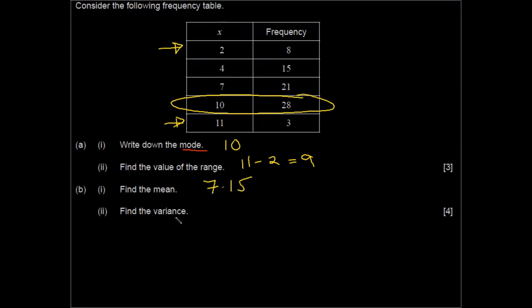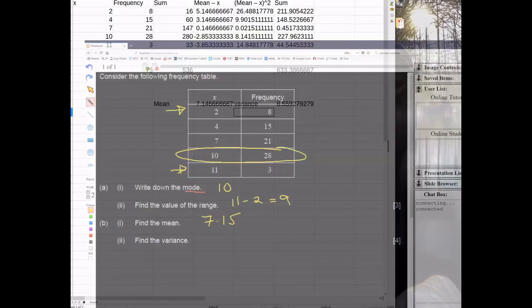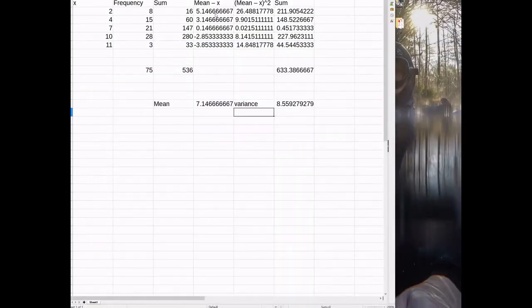Alright, and lastly we find the variance. So let's go back to the spreadsheet again. The way this is done is to do the mean, take away the value of x for each of the possibilities. So I've taken the mean here and then subtracted the x value. So this is 7.15 take away 2, 7.1467 take away 4, and so on.